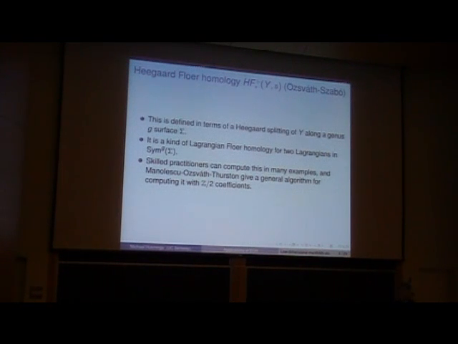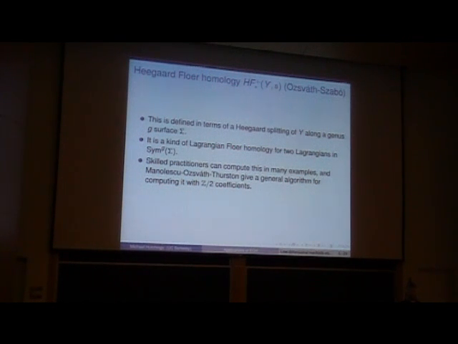And then another version of Floer homology is the Heegaard Floer homology. It won't play a major role in my talk, but anyway, it's defined in terms of the Heegaard splitting of Y along a genus g Heegaard surface. And it's a kind of Lagrangian Floer homology in the g-th symmetric product of Sigma. And the advantage of this theory is that it's very computable.